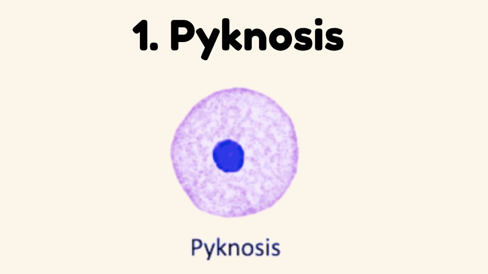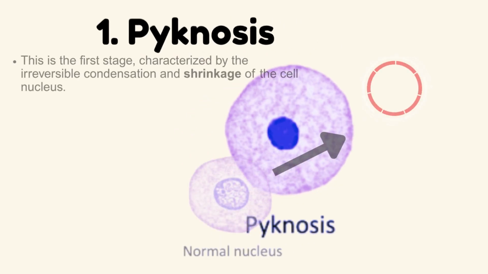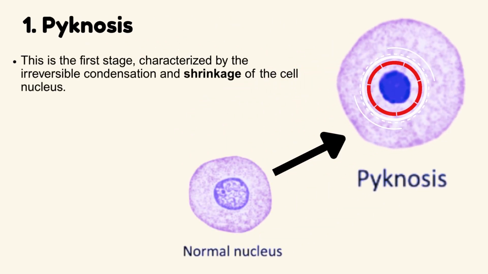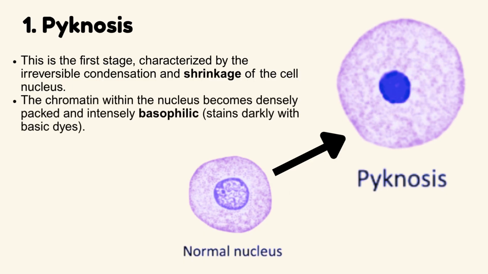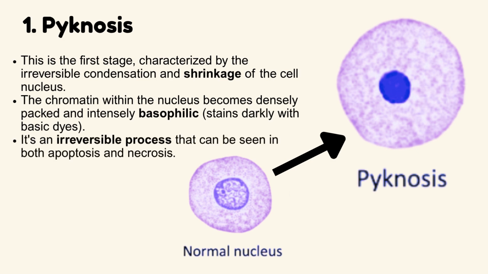Number 1. Pyknosis. This is the first stage, characterized by the irreversible condensation and shrinkage of the cell nucleus. The chromatin within the nucleus becomes densely packed and intensely basophilic. It's an irreversible process that can be seen in both apoptosis and necrosis.